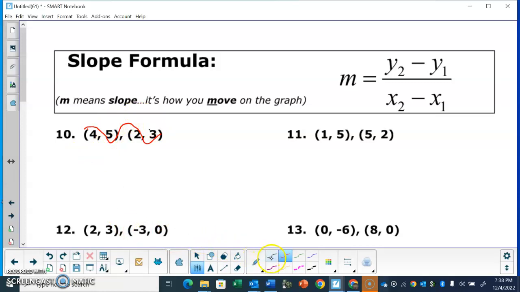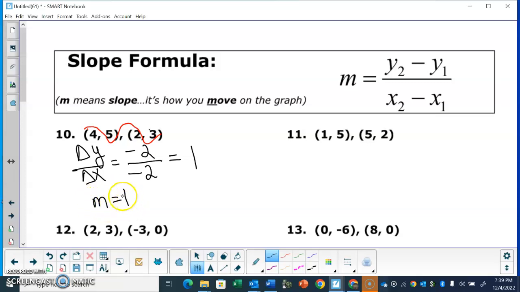So what we're going to do is find the change in the y, and we're going to place it over the change in the x. So the change in the y, we're going from 5 to 3. So I'm going down 2 to get there. Now for the change in the x, I'm going from 4 to 2. So that is also down 2 spaces. So negative over negative makes a positive. 2 over 2 makes 1. So in this case, m is equal to 1. I really should put m equals slope over there. All right.